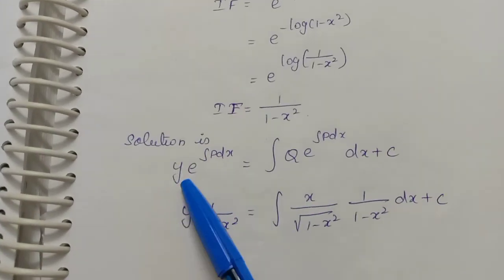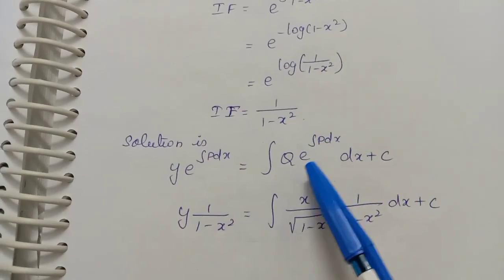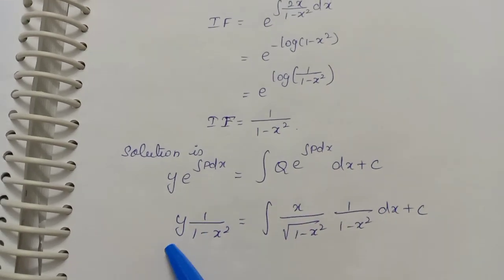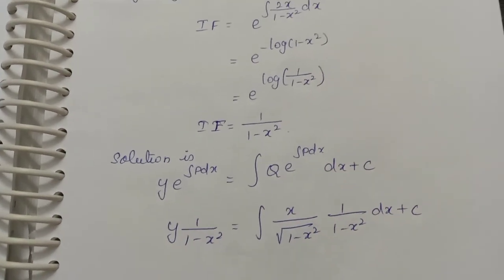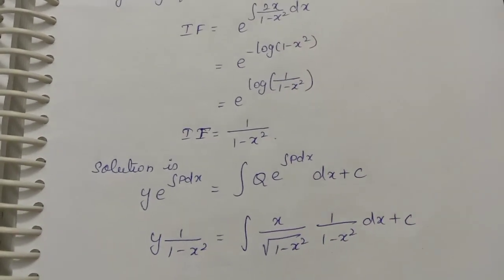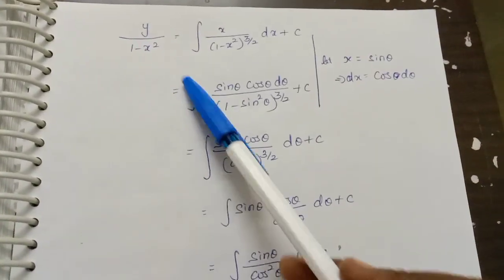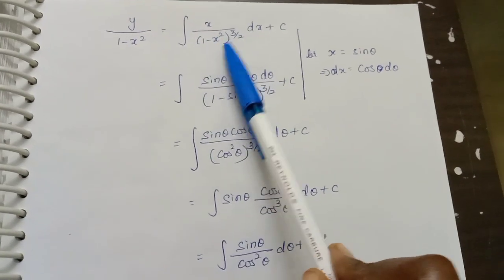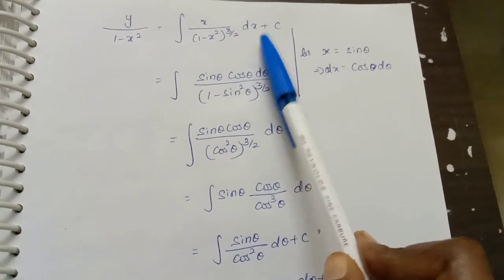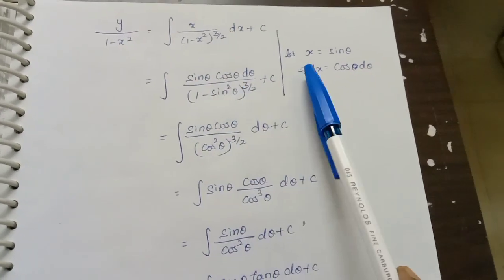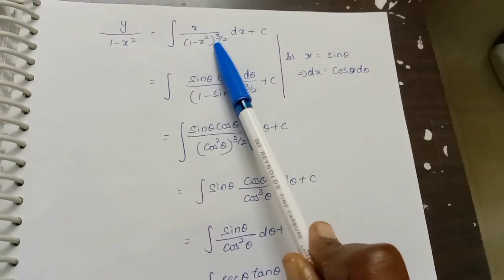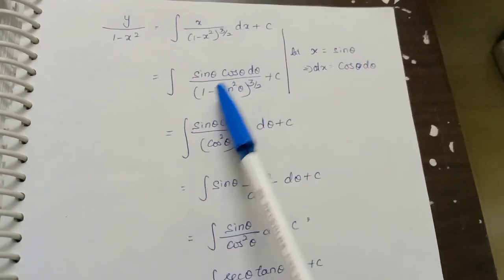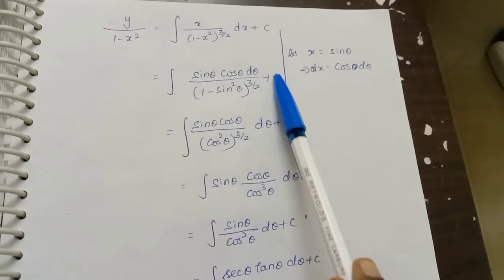The solution is given by y e power integral p dx is equal to integral q e power integral p dx dx plus c. So y into 1 by (1 minus x square) is equal to integral x by root of (1 minus x square) into 1 by (1 minus x square) into dx plus c. Okay, so we are getting y by (1 minus x square) equal to integral x by (1 minus x square) power 3 by 2 dx plus c. For finding the value of this integral, I am making the substitution x equal to sin theta, so dx is equal to cos theta d theta. So here it will be sin theta into cos theta d theta by (1 minus sin square theta) the whole power 3 by 2 plus c.